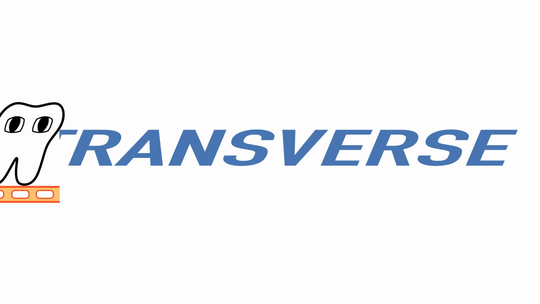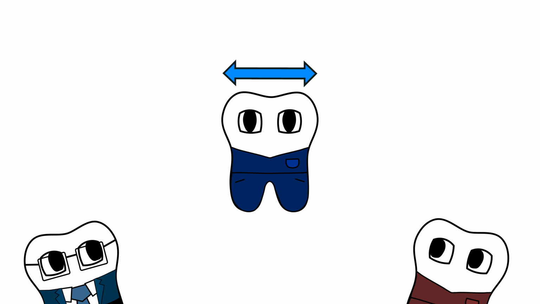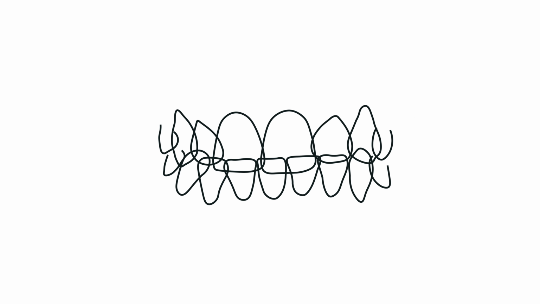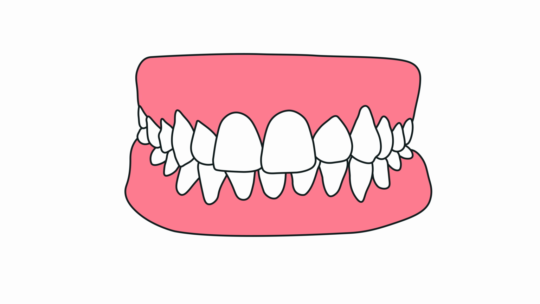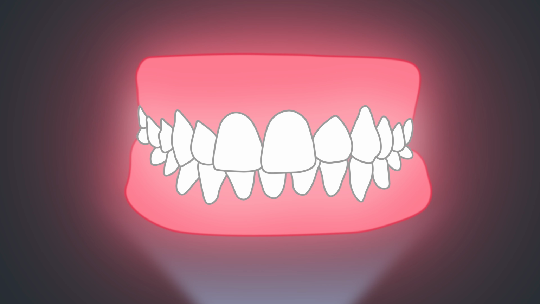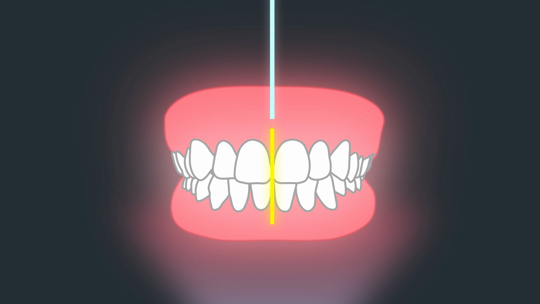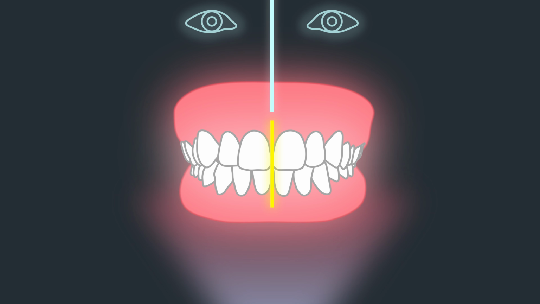The final plane of space is transverse. Normally we think about transverse as width of the face, width of arches, but when it comes to the incisor occlusion, we're focusing on the right and left side, and that's really a story about midlines. So there are 3 midlines. There's the upper dental midline, which is between the central incisors, and the lower dental midline, which is between the lower central incisors. They should coincide. And all of these upper and lower dental midlines should coincide with the facial midline.